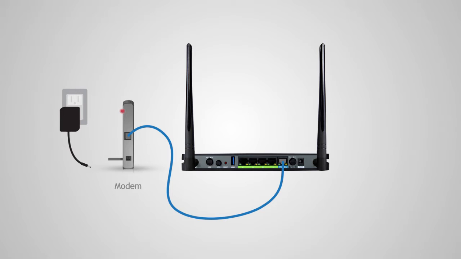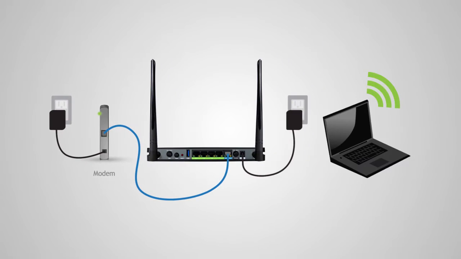After the modem has been connected to the router, power on the modem by reattaching the power adapter and backup battery if available. Now power on the router by attaching the power adapter to the back of the router and plugging it into an available power outlet.